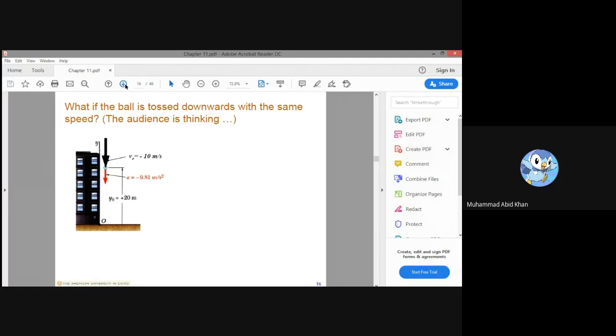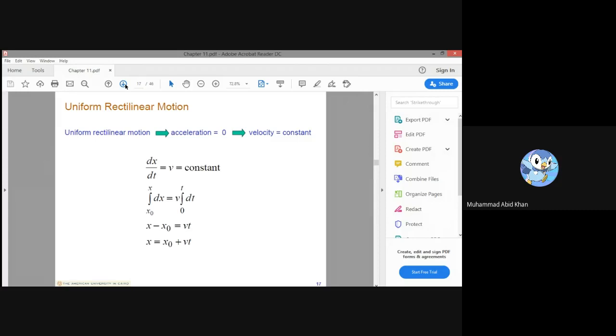Okay, what if the ball is tossed downward with the same speed? The audience is thinking. What can you say? Before it was indifferent, now an indifferent situation. Here is uniform rectilinear motion. Uniform rectilinear motion goes to acceleration equal to 0, velocity equal to constant.